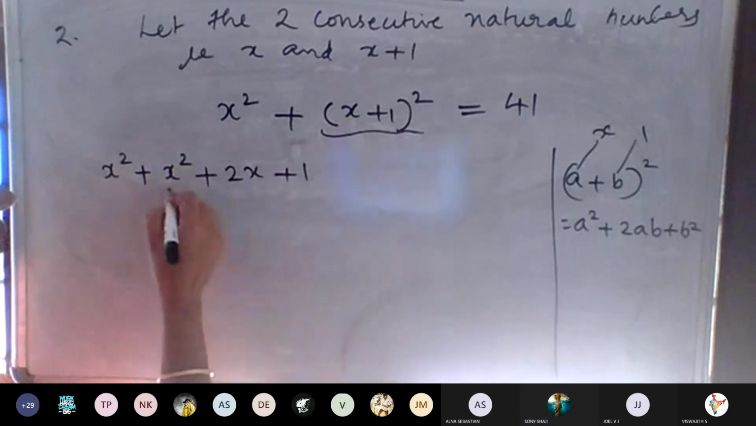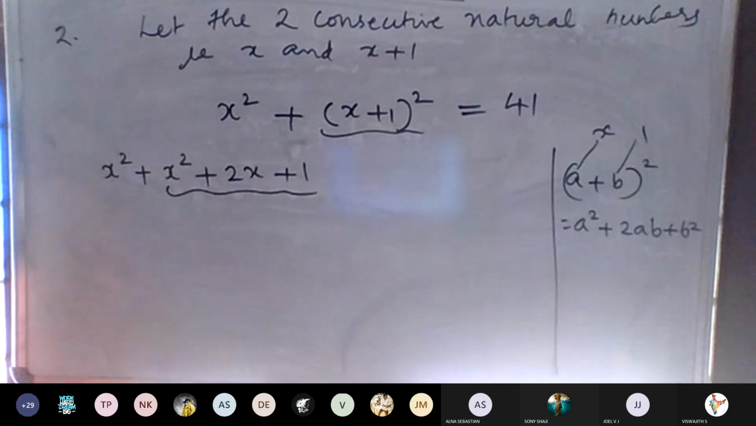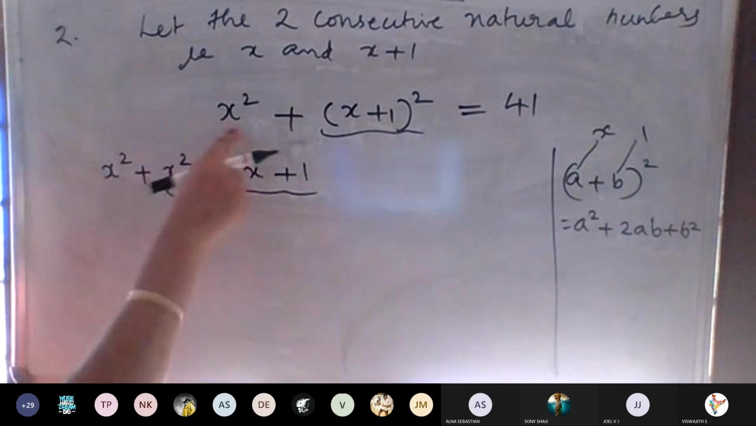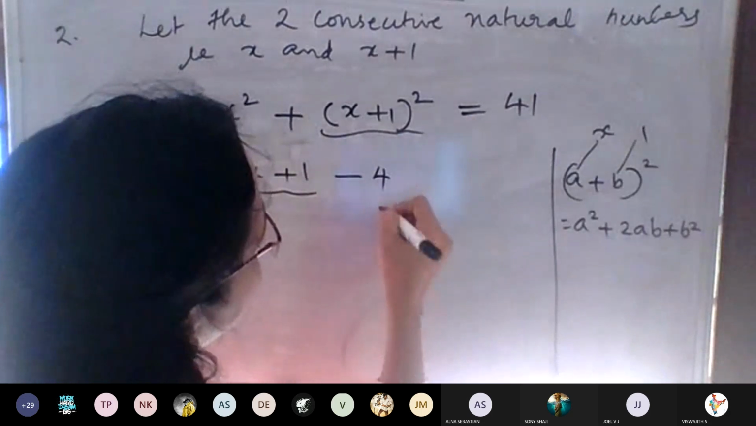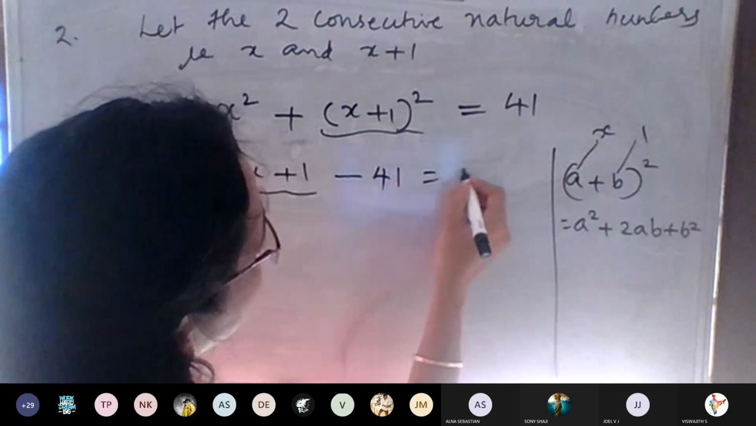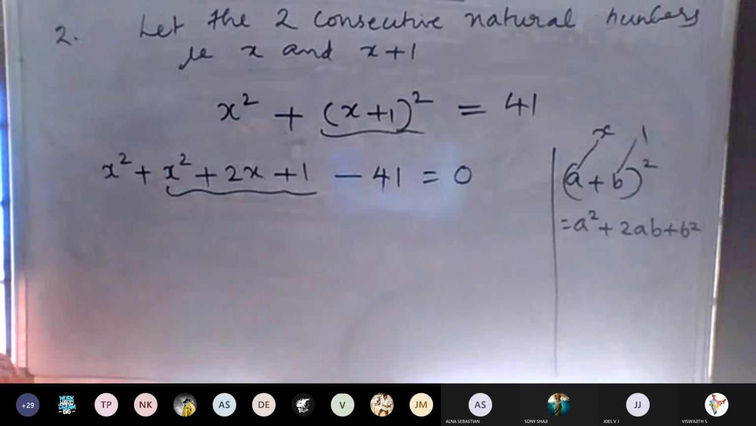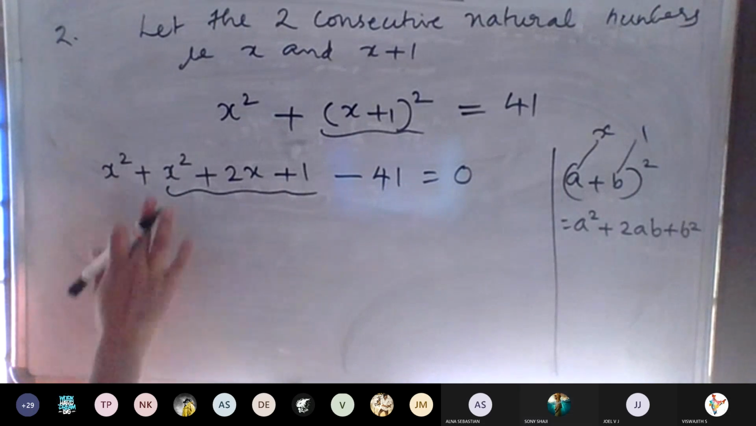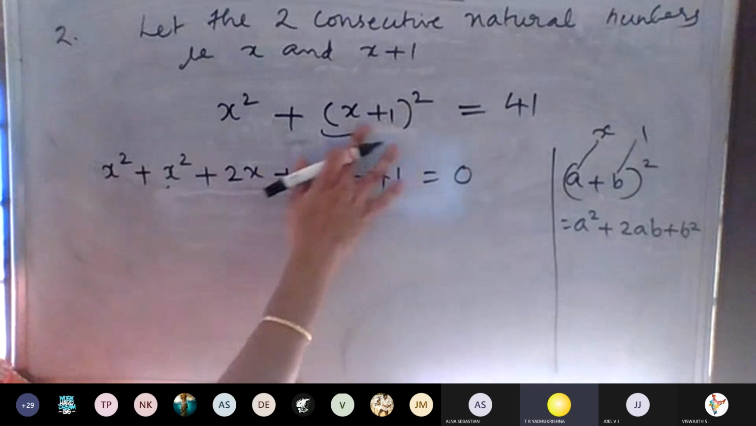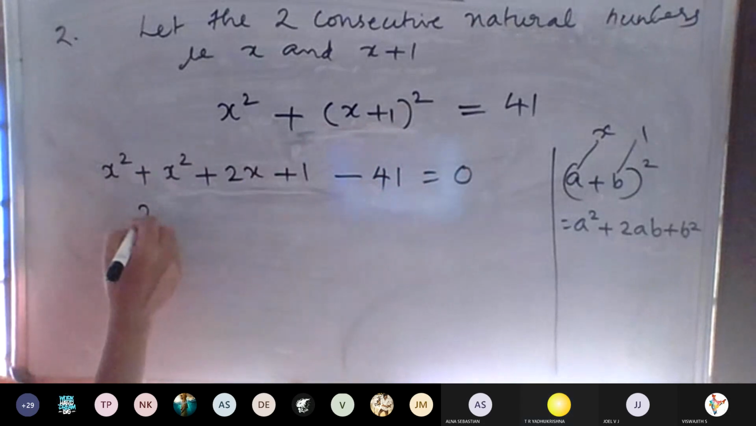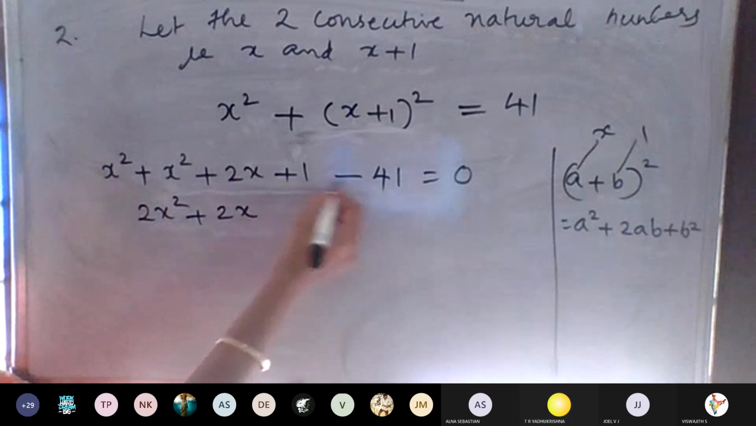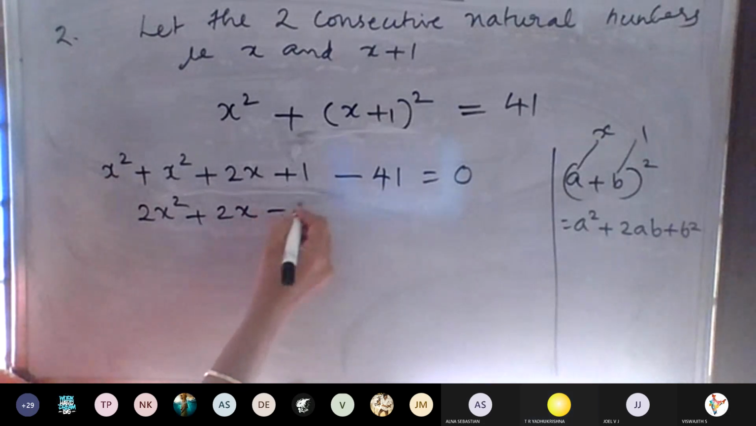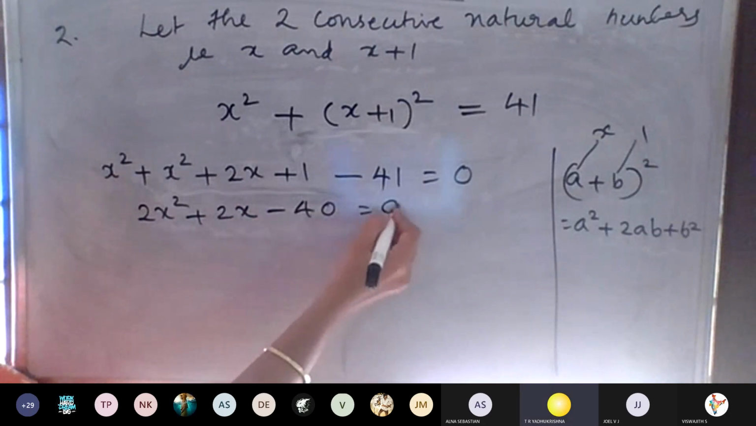So x square plus x square plus 2x plus 1 is equal to 41. Already one x square is there. Then we can take this 41 to the left side, so it will become negative 41. Next, x square plus x square is 2x square, plus 2x, then minus 40 is equal to 0.